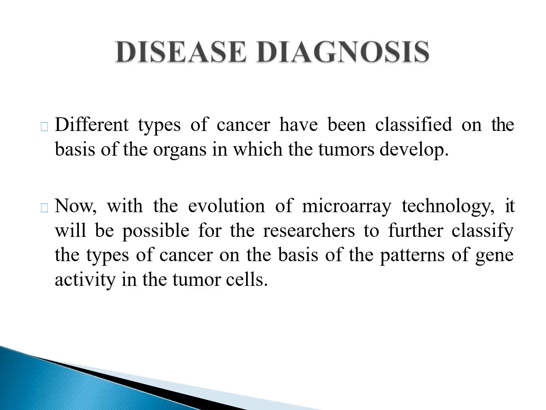Then, disease diagnosis. Different types of cancers have been classified on the basis of the organs in which the tumors develop. Now, with the evolution of microarray technology, it will be possible for researchers to further classify the types of cancer on the basis of the pattern of gene activity in the tumor cell. We know that there are different types of cancers on the basis of the organs in which they arise, like carcinomas, sarcomas, and leukemia. But even if the cancer is present in a single organ, the gene expression pattern is different among different individuals. Suppose there is colon cancer in different individuals, but the gene expression pattern is different among those individuals. That kind of study can be done with the help of microarray technology for the further classification of the types of cancer present in a single type of organ.